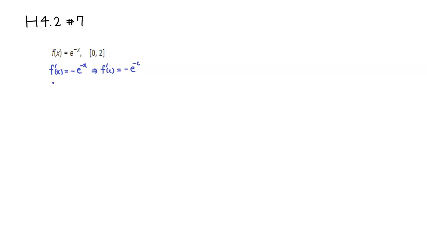Then the difference quotient would be f of 2 minus f of 0 over 2 minus 0. So this is going to be e to the negative 2 minus e to the 0, which is 1, over 2. By setting these two equal to each other, you have negative e to the negative c is equal to e to the negative 2 minus 1 over 2.